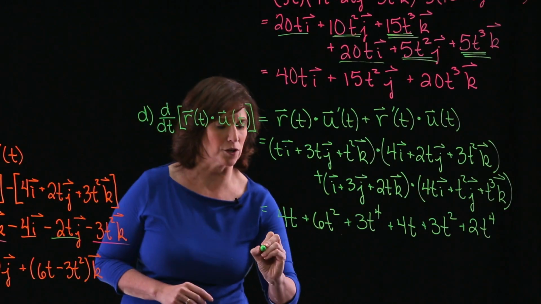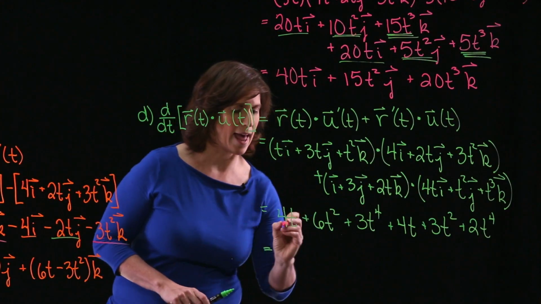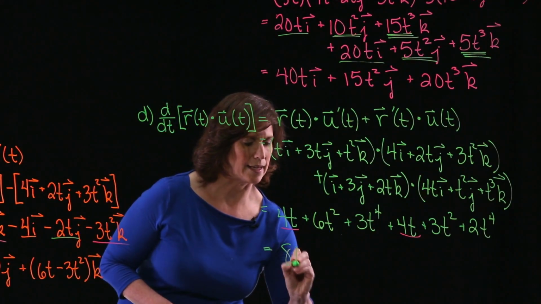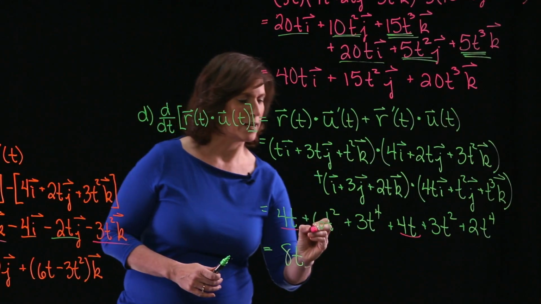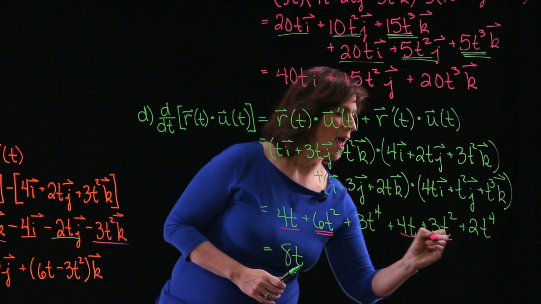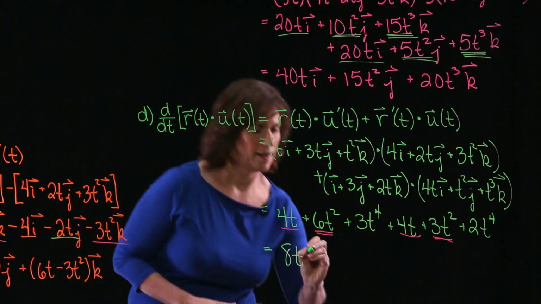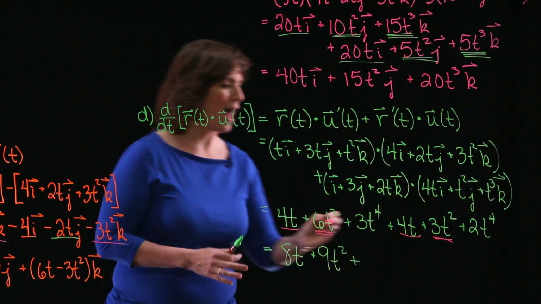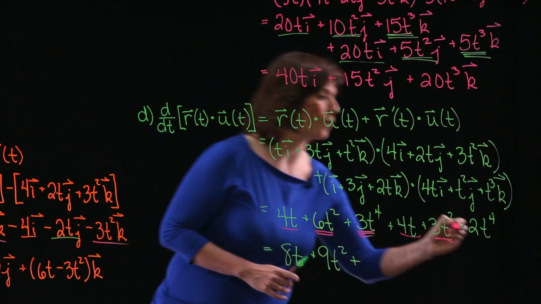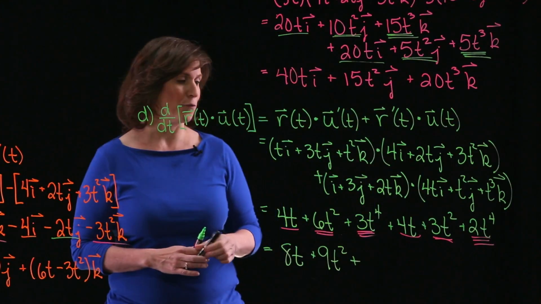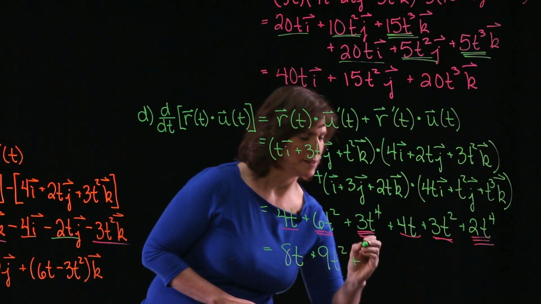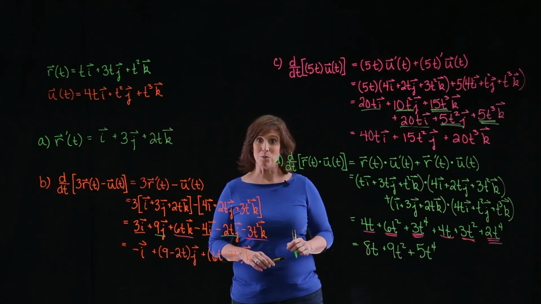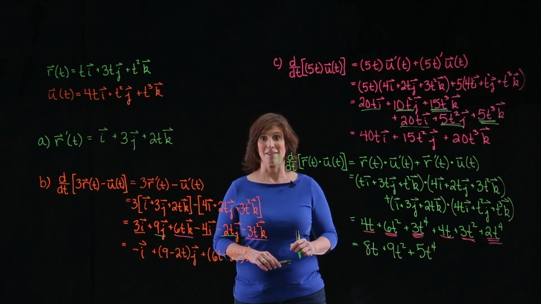Now I can combine my like terms. I notice that I have a 4t and a 4t. That's going to be an 8t. I have a 6t squared and a 3t squared. That's 9t squared. And I have a 3t to the 4th and a 2t to the 4th, which is 5t to the 4th. Now we're going to move on and do parts E and F.